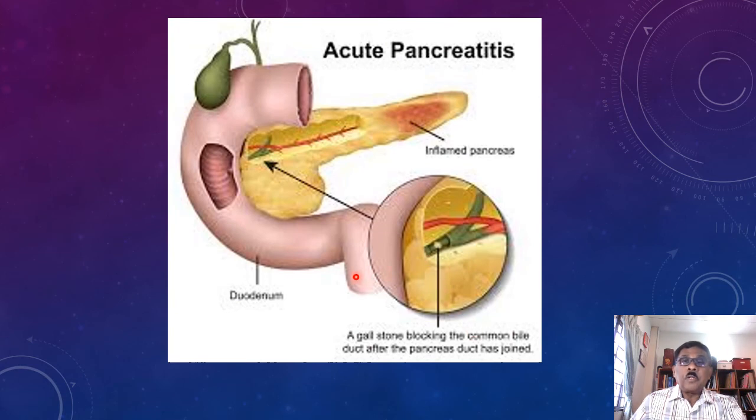One of the most common causes of acute pancreatitis is obstruction of the pancreatic duct by gallstone. Here this is the pancreatic duct to the second part of the duodenum, where there's a stone there at the ampulla of Vater, which obstructs not only the bile duct but also the pancreatic ducts, leading to stasis of pancreatic secretions in the ducts, which leads to the triggering of acute pancreatitis.